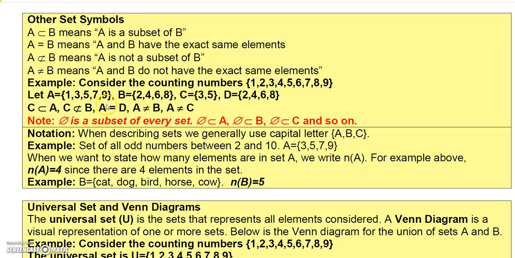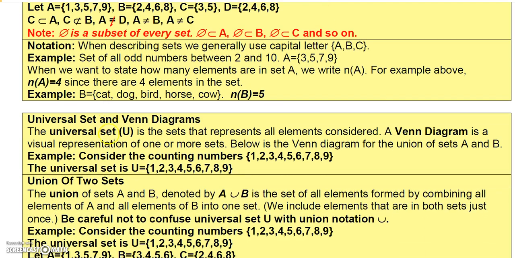Okay? And here, I've got a typo. That should say A is not equal to D. So A and D are certainly not equal, A and B are certainly not equal, and A and C are certainly not equal. And lastly, the empty set is a subset of every set. So the empty set is a subset of A, subset of B, subset of C, and so on.